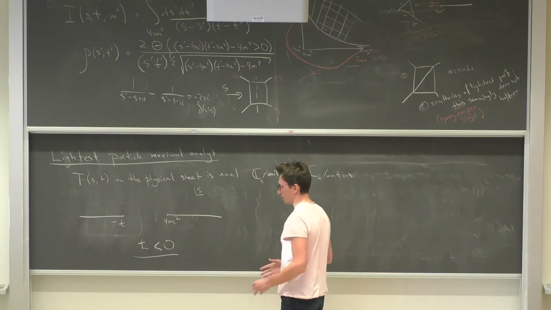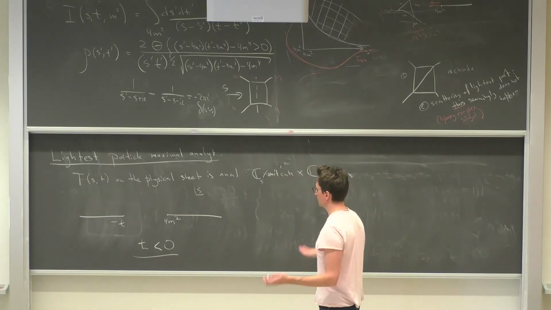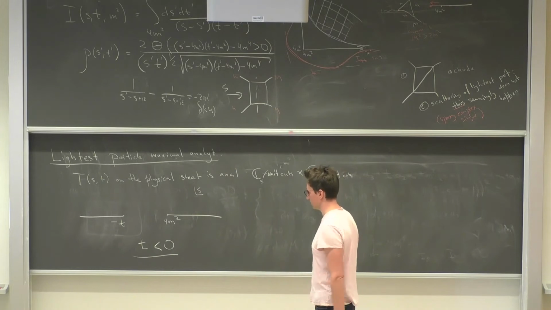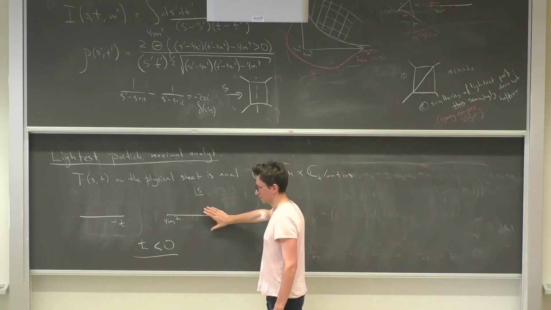If you consider Feynman graphs where heavier particles are involved, you get complex singularities. If you consider the lightest particles, those are the only singularities we have. So for, let's say, pions, we believe this is correct.